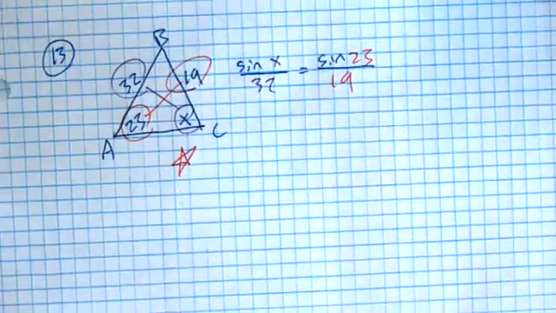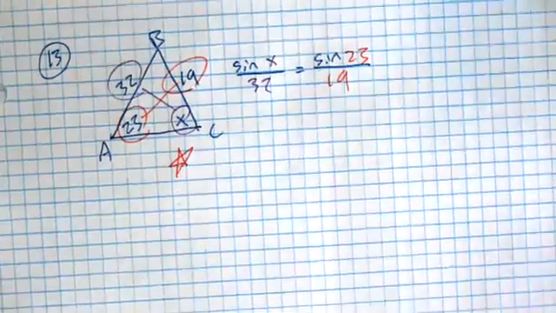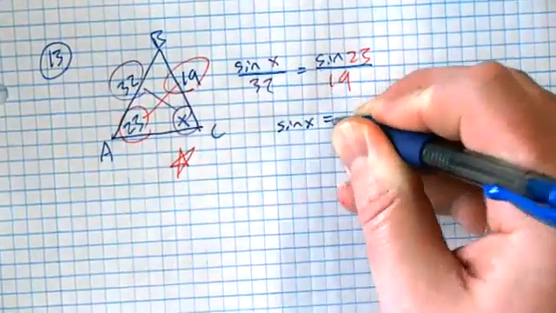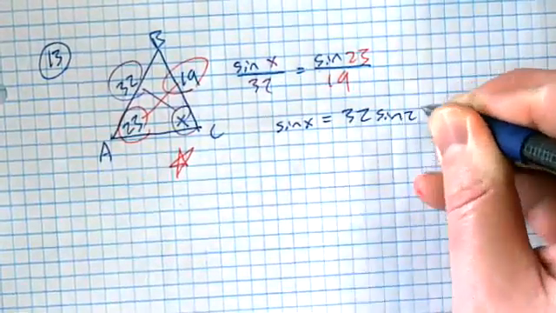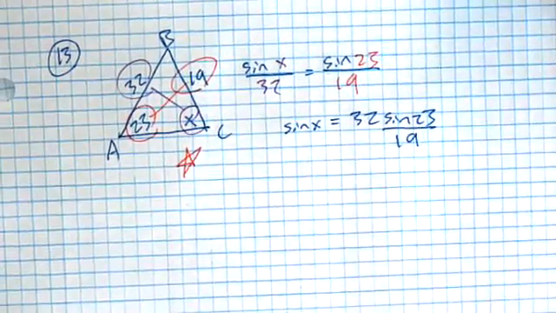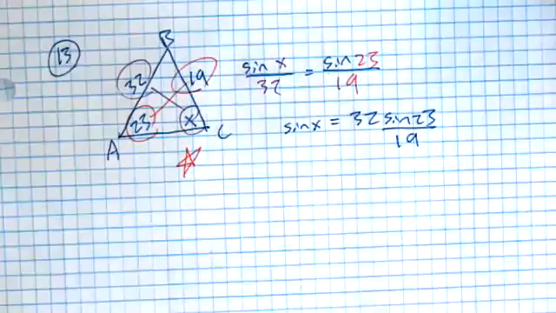Your choice, you can either cross multiply or clear fractions. I am going to choose to clear fractions, so I will multiply both sides by 32. We'll get sine x equals 32 sine 23 over 19. If you chose to cross multiply, you had one more step where you cross multiplied and then divided both sides by 19, but we should end up in the same spot.